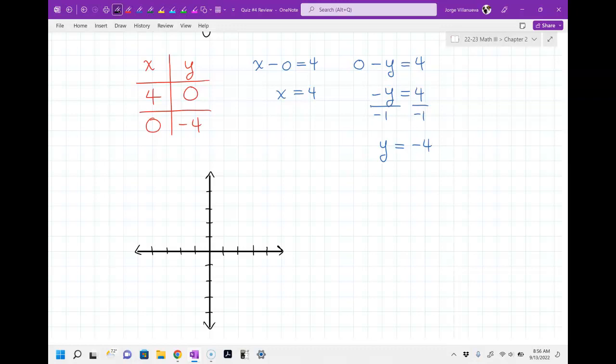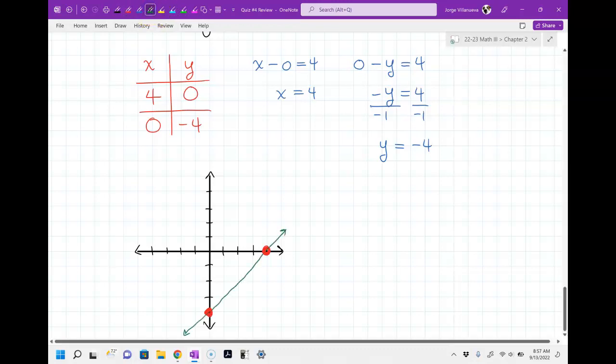All right, so here we go. 2 points. 4, 0 is right here. 0, negative 4 is right here. And all I got to do is connect the dots. And that's it.